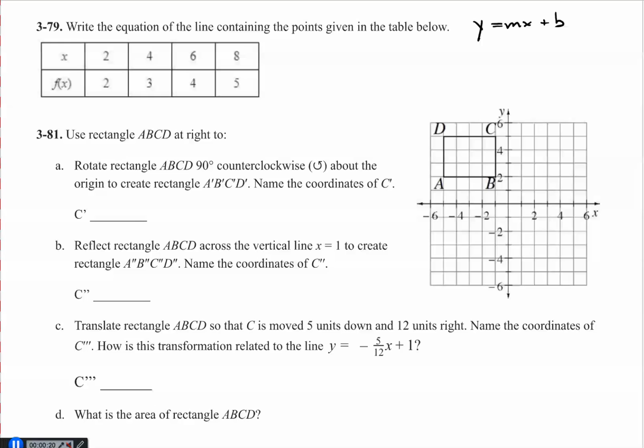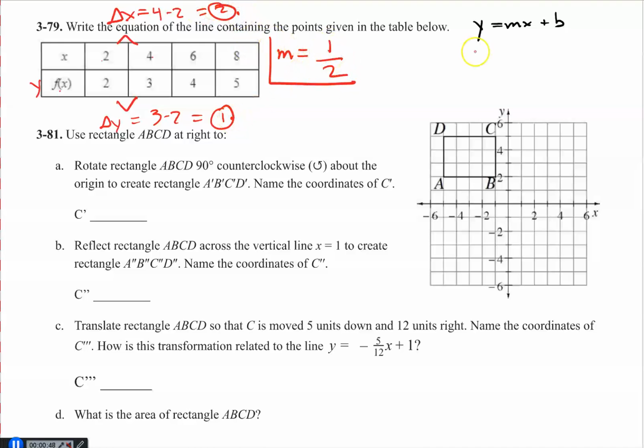So let's first find the growth, or the slope. F of x is kind of like y, so the change in y is from 3 to 2. 3 minus 2 is 1. Alright, and then the change in x is, we're going from 2 to 4, so 4 minus 2 is 2. Therefore, slope is equal to 1 over 2. Change in y over change in x.